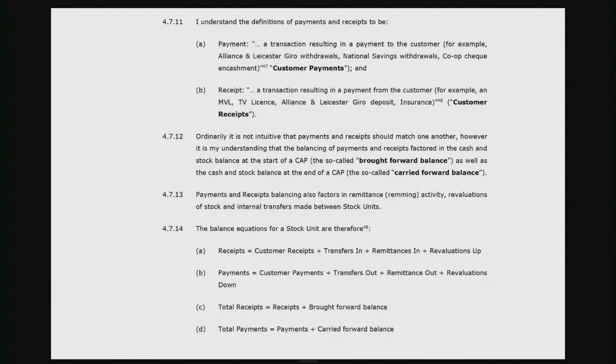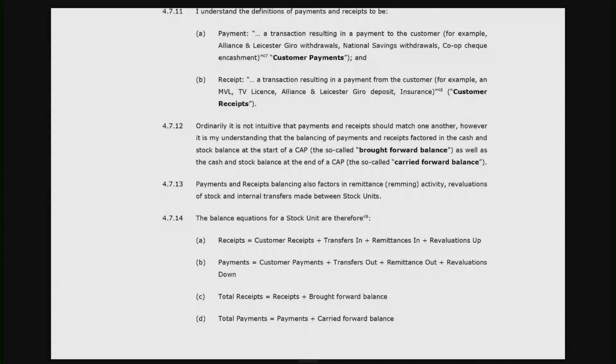Thank you. You explain that it's not intuitive that payments and receipts should match one another. However, it's your understanding that the balancing of payments and receipts factored in the cash and stock balance at the start of a cash accounting period, as well as the cash and stock balance at the end of a cash accounting period. Is that right? Yes, it takes into account the beginning balances and the ending balances. You set out, and we needn't go through them, at 4.7.14, the balance equations for a stock unit in 6 examples. Yes.